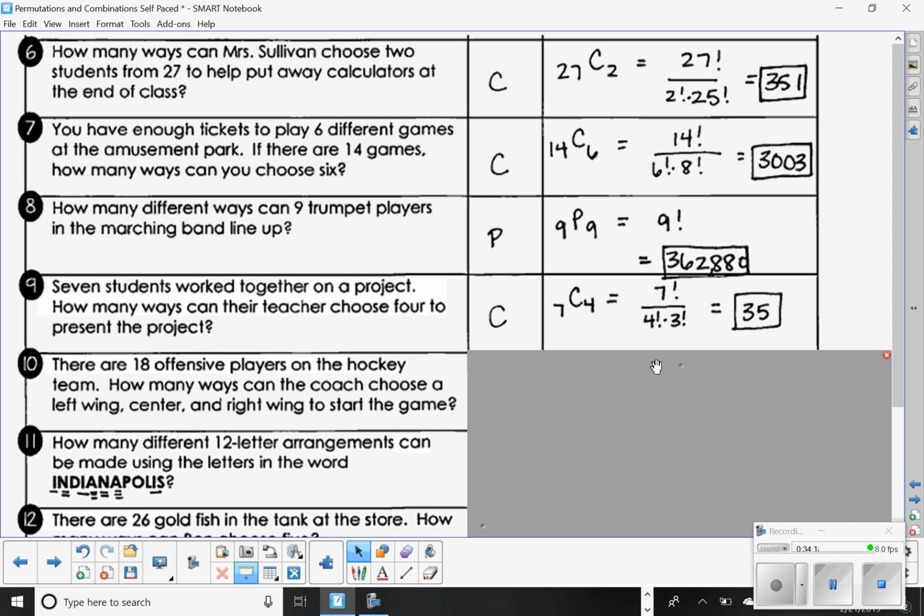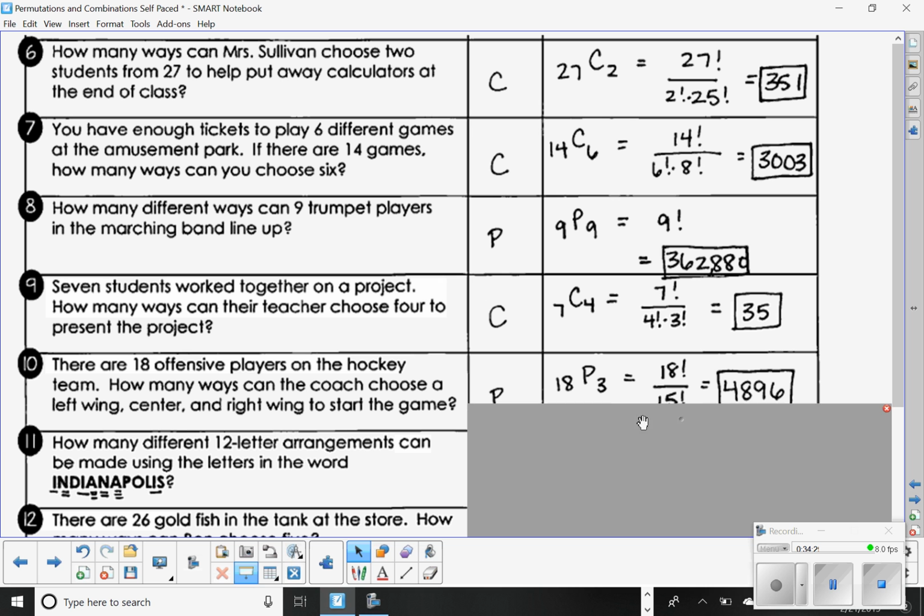18 offensive players on the hockey team. How many ways can the coach choose a left wing, center, and right wing? Does order matter? Yes, because you're playing a different position. So you've got permutations.